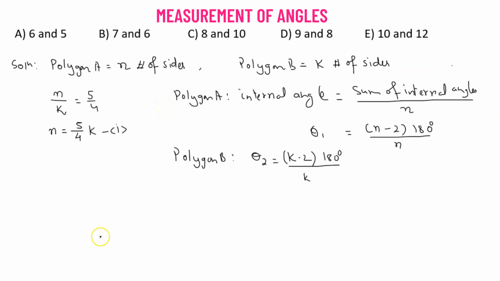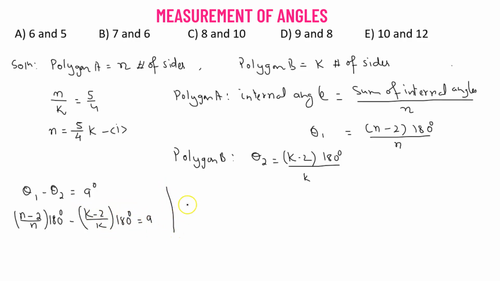So let's use that. We have theta 1 minus theta 2 equals 9 degrees. So theta 1 is (n minus 2) over n multiplied by 180 degrees, minus theta 2, which is (k minus 2) over k multiplied by 180 degrees, equals 9 degrees. We'll divide both sides by 180 degrees. So we have 1 minus 2 over n minus 1 minus 2 over k equals 9 degrees divided by 180, that becomes 1 over 20. Fine. So that gives us 2 over k minus 2 over n equals 1 over 20.